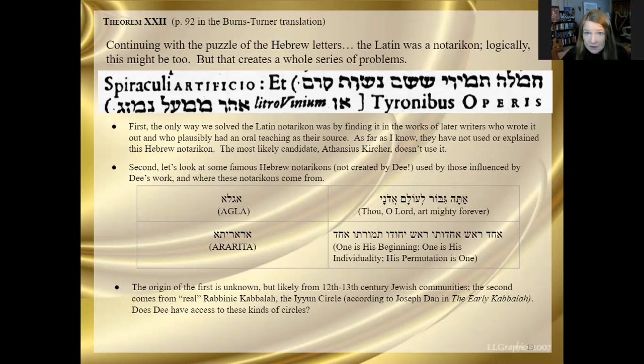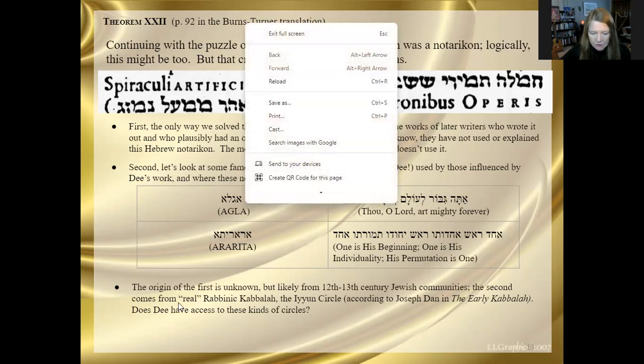Now, the second one comes from real rabbinic Kabbalah. The first one might have originally also, but no one's found where. Okay, and according to Joseph Dan in his wonderful study, The Early Kabbalah, it comes from the Iyun circle. Now, that circle is in North Central Europe. Dee would not have had any access to that kind of circle, or if he did, which is unlikely, it would be after the monad is written.